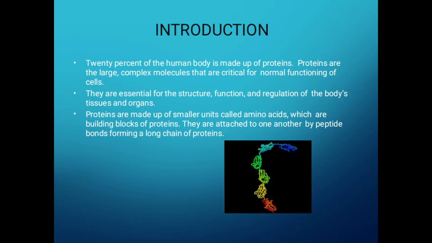First, let us discuss the introduction. So what is the meaning of amino acids? Here, 20% of the human body is made up of proteins. Proteins are large, complex molecules that are critical for normal functioning of cells. They are essential for the structure, function and regulation of the body tissues and organs.